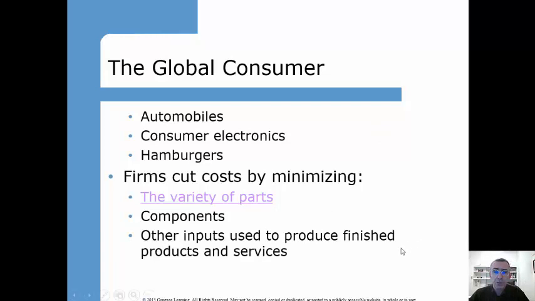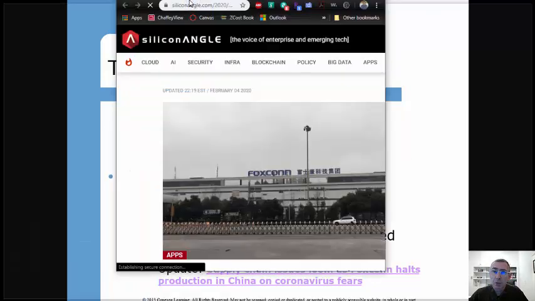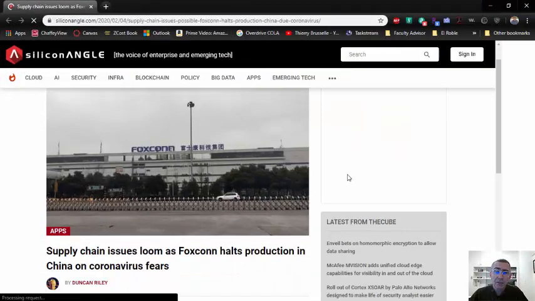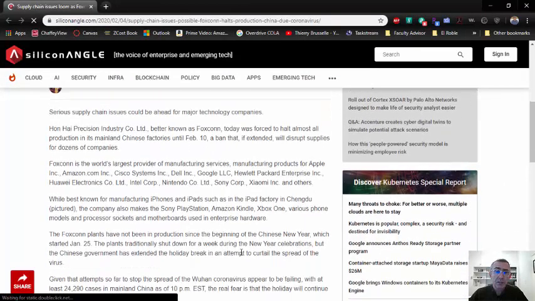Other inputs used to produce finished products and services. The supply chain issue looms as Foxconn halts production in China. So again, what I'm doing is keeping it current, based on what we're following along with your author. It's, I guess, a depressing way of looking at the current infrastructure interconnectedness, but it's very real.